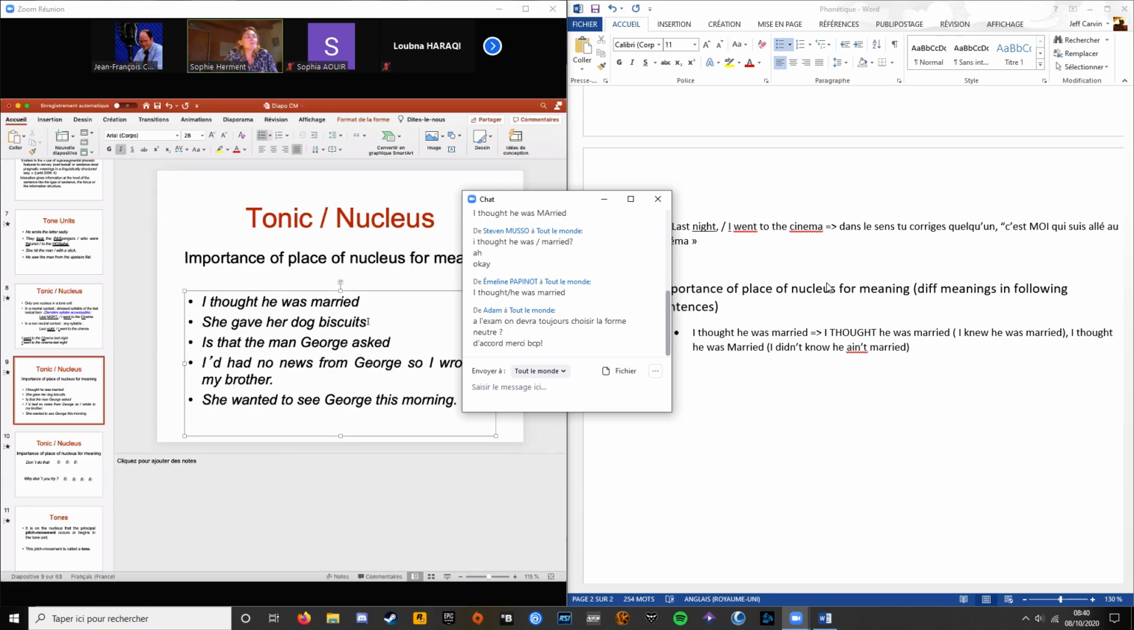So here, the most neutral one is, again, the last lexical item. So, nucleus on biscuits. You say, she gave her biscuits. It means she gave biscuits to her dog. The other sentence stresses are gave and dog. And the last one is the nucleus.